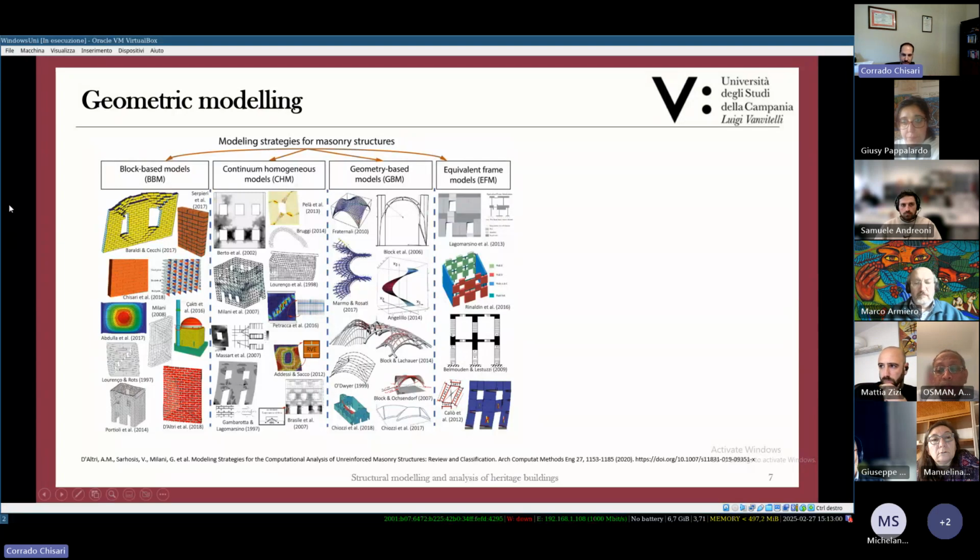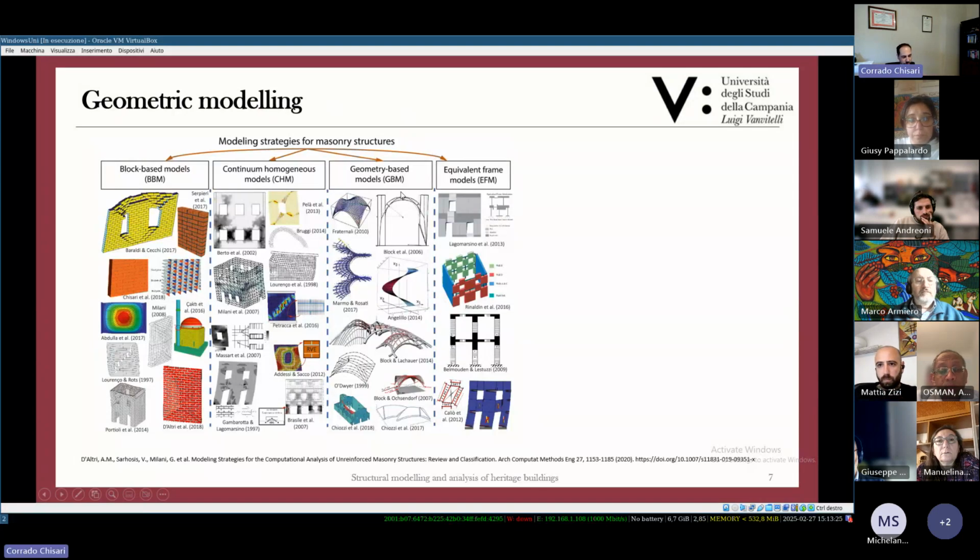So blocks and binder, and here is some approach of this case. There is a second level where we don't distinguish between the block and the binder, mortar and the unit. So we consider a unique material, and this is the continuum homogeneous model.